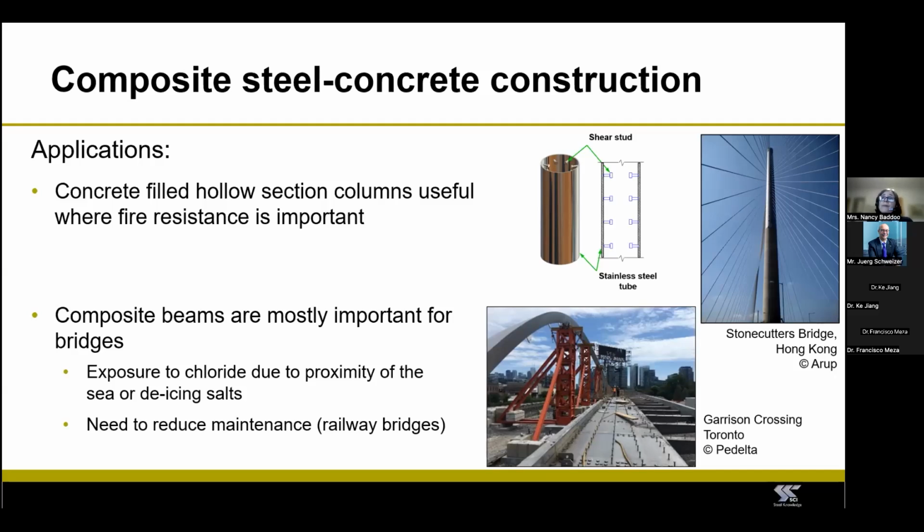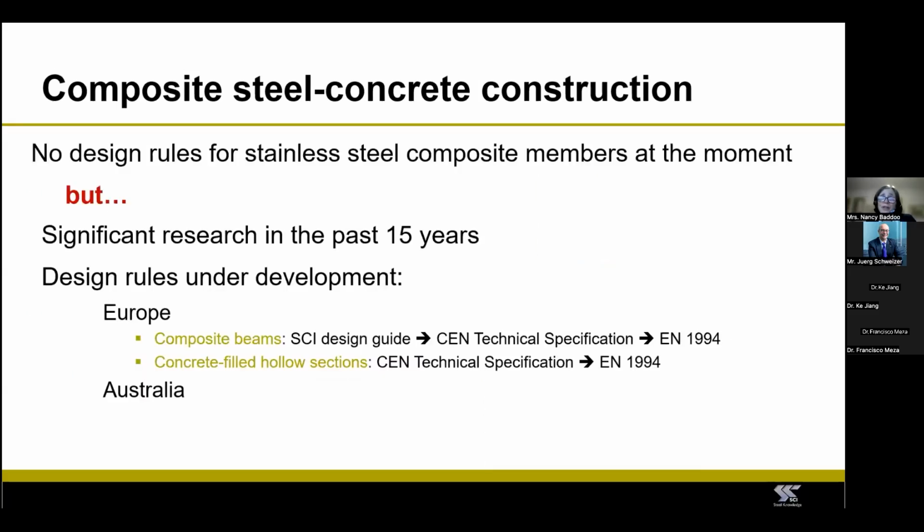And composite beams, well, the main application area here would be for bridge structures, bridges which are exposed to chloride ions either by the sea or due to de-icing salts, which can be very, very corrosive. Or bridges just where you need to minimize maintenance. For example, they run over a railway and it's hugely expensive to shut the bridge to carry out maintenance. So there are clear reasons why we need design rules for composite construction.